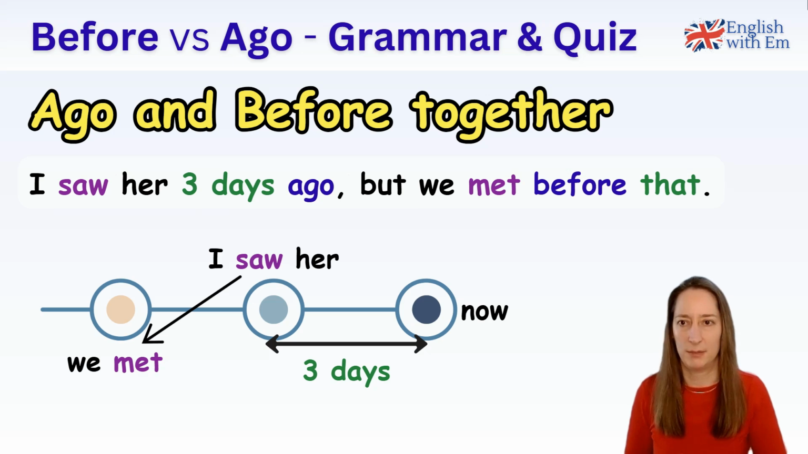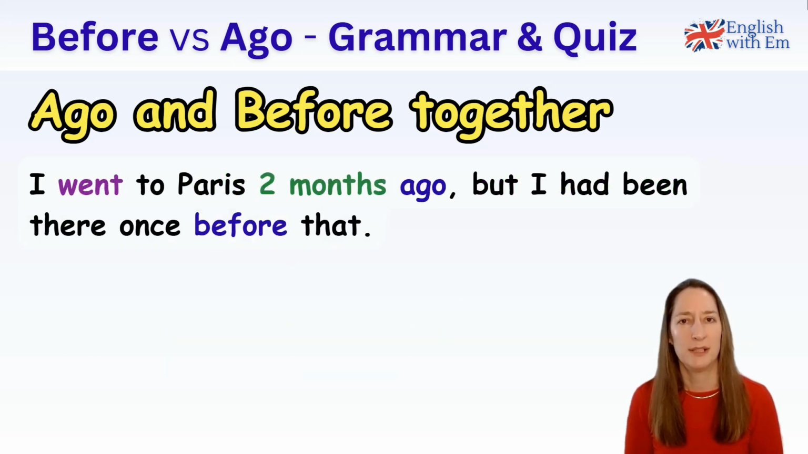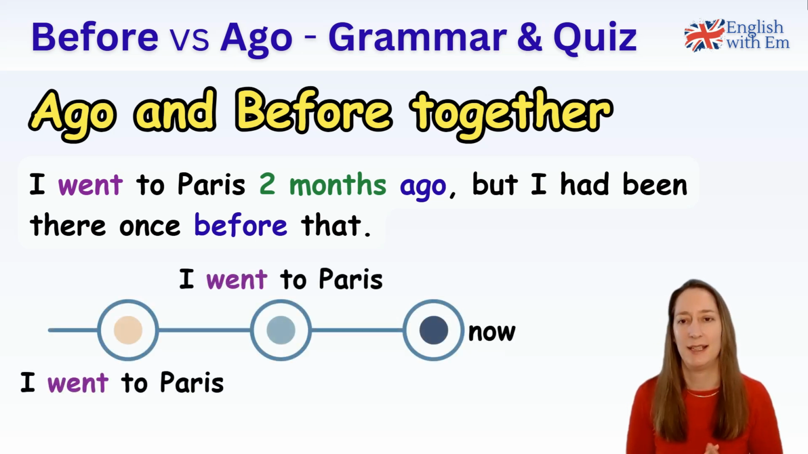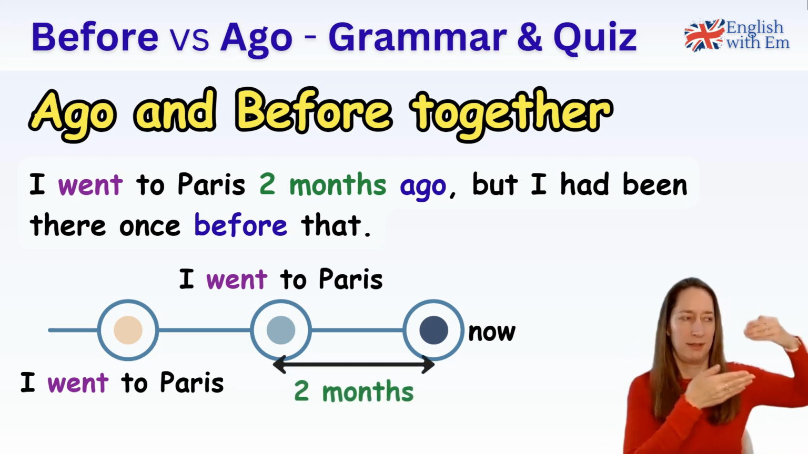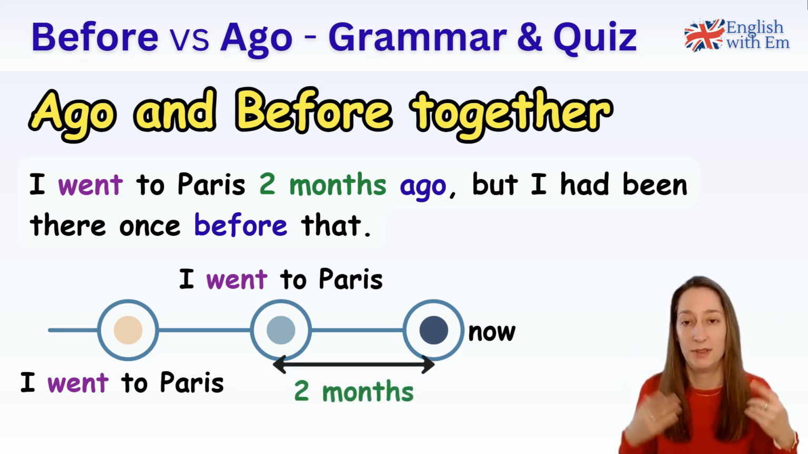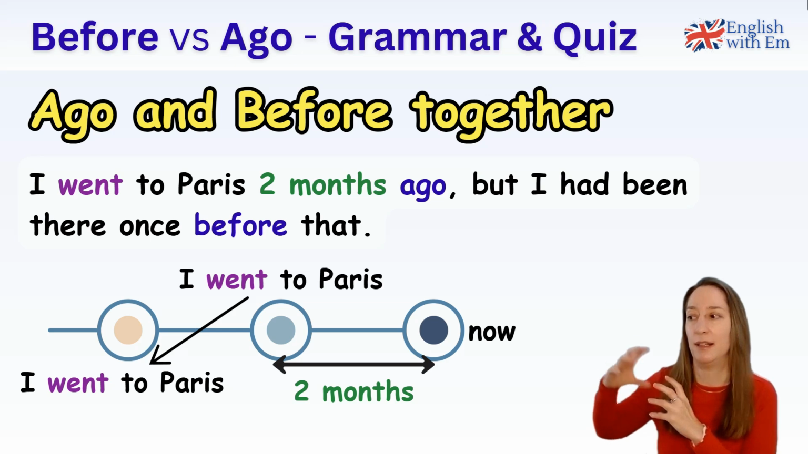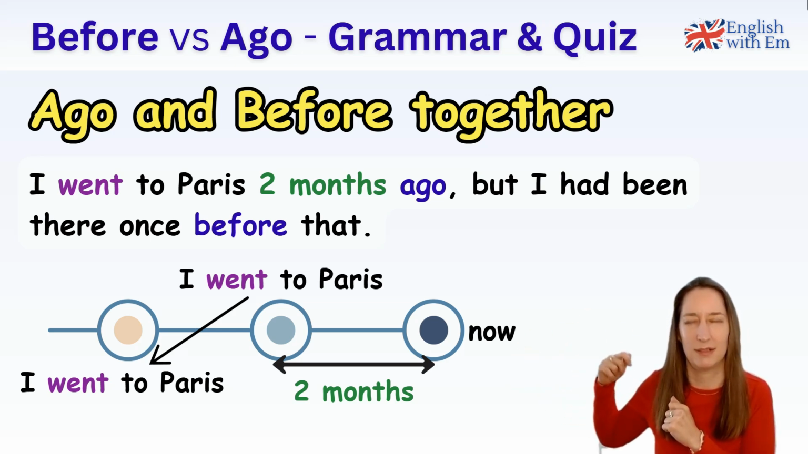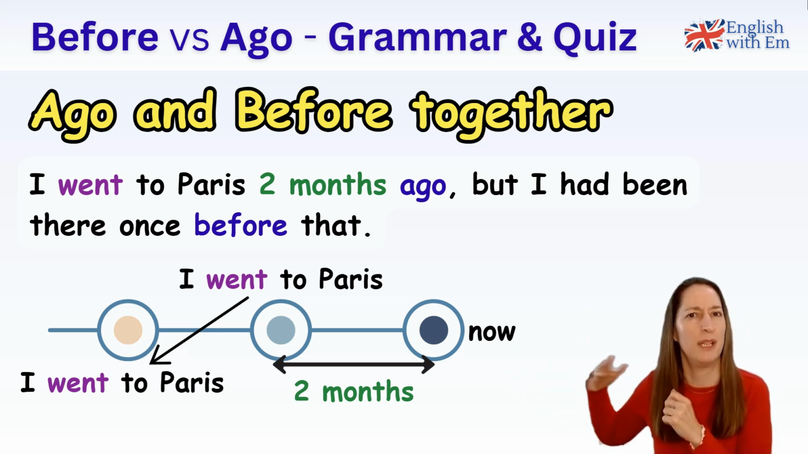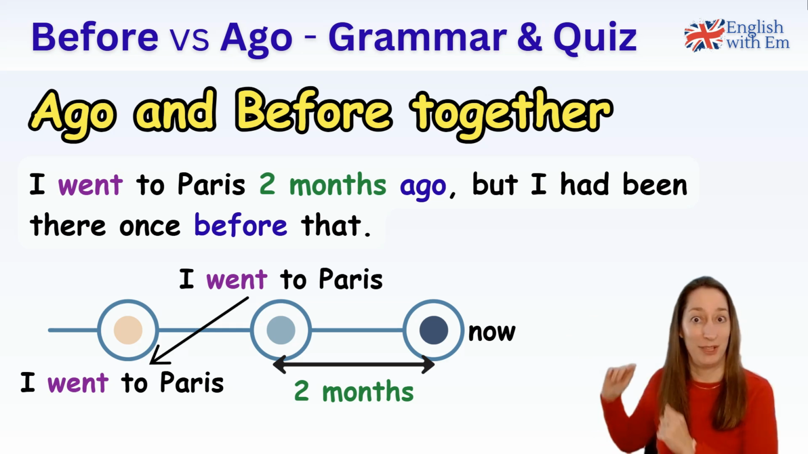So I have one more example. I went to Paris 2 months ago, but I had been there once before that. So again, here is our timeline. And I went to Paris 2 months, counting back from now. So we're using ago, but before that, at a point earlier than our specified past time of me going to Paris, I went there before.